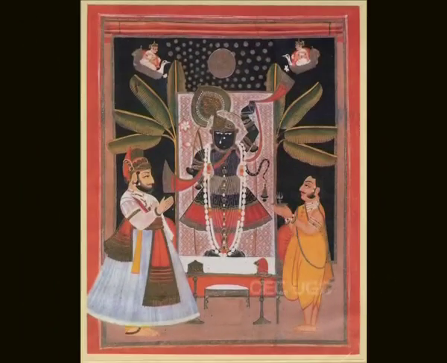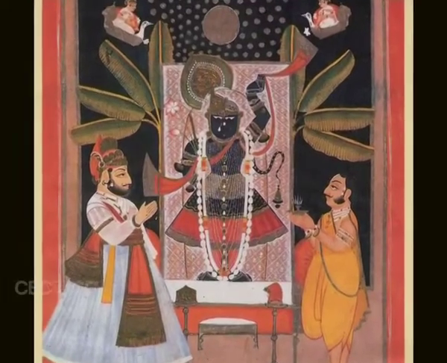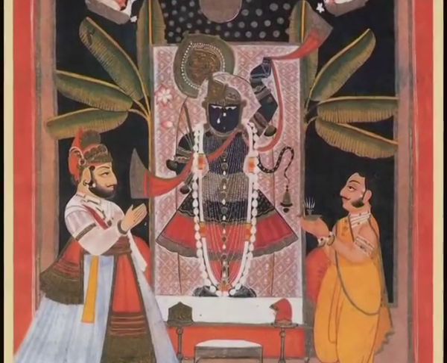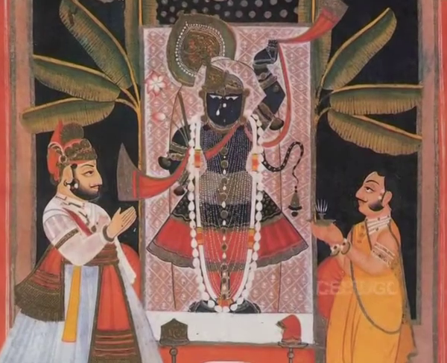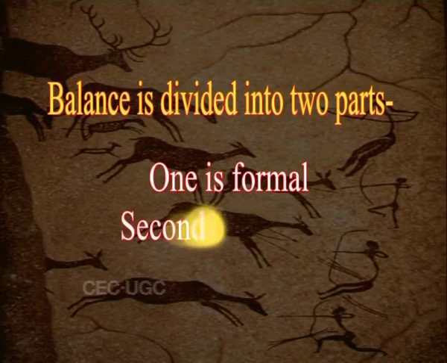This restful effect is obtained by grouping shapes and colors around a center in such a way that there are equal attractions on each side of the center, as seen in the miniature of Shrinathji, where the form of Shrinathji is being worshipped by the king on one side and is balanced on the other side by the image of Pujari. Balance is divided into 2 parts.